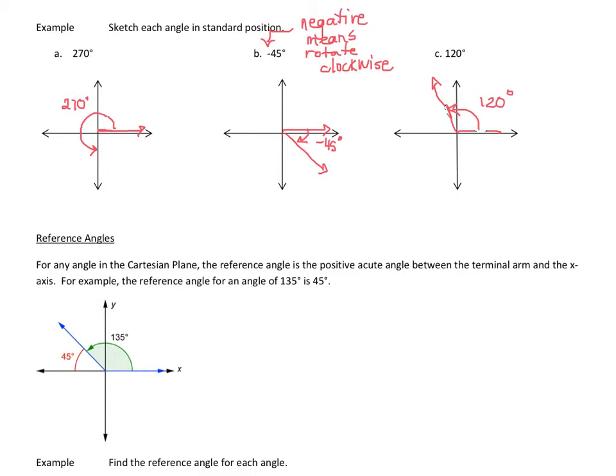Okay, the next idea that we are going to review or look at is the idea of a reference angle. Now it says here, for any angle in the Cartesian plane, the reference angle is the positive acute angle between the terminal arm and the x-axis. The positive acute angle between the terminal arm and the x-axis. So for example, the reference angle for an angle of 135 degrees is 45 degrees, as you can see in the picture.